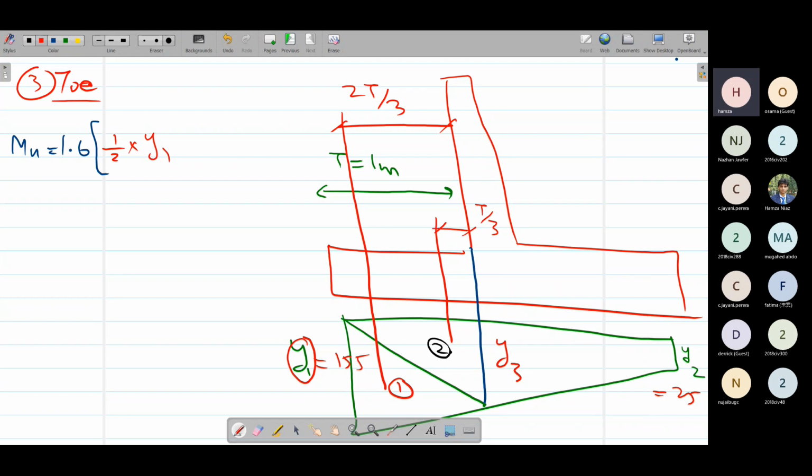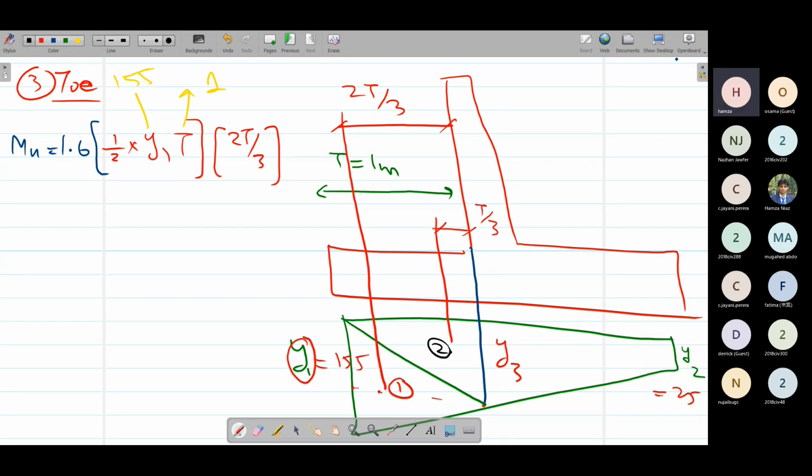And what is its height? We have the height as t meters. The height of the triangle is t meters. So this is the area of the triangle times its moment arm, 2t over 3, where the t value is 1 meter and the Y1 value is 155 kilopascal. So this way we can get the first red triangle area.